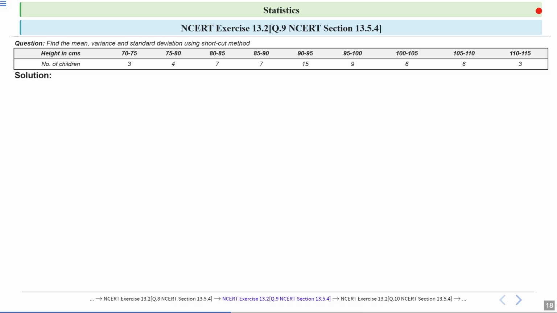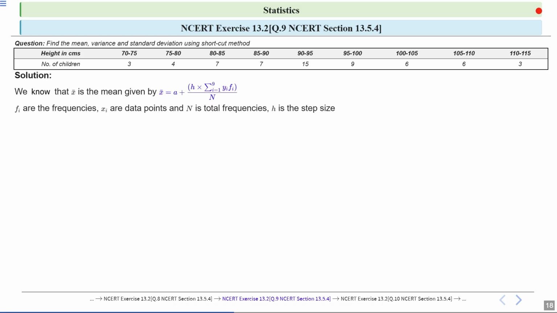So let's look at the solution of this question. Now we are going to solve this question step by step. Let's talk about how to find the mean using the shortcut method. The formula is x bar is equal to a plus h times summation from i equal to 1 to 5 of yi times fi divided by n, where a is the assumed mean, h is the class interval width, yi is the deviation of each class midpoint from the assumed mean divided by h, fi is the frequency and n is the total frequencies.